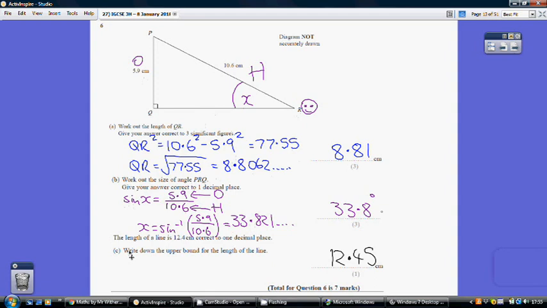Now for part C, this is just a bounds question. Write down the upper bound for the length of the line. Well, this is correct to 1 decimal place, so the absolute maximum it could be would be 12.45. Now do remember, theoretically that is wrong. The answer should be 12.449 recurring, but they like the symmetry of things. You'd happily say 12.35 was the lower bound, so they expect you to say 12.45 is the upper bound.